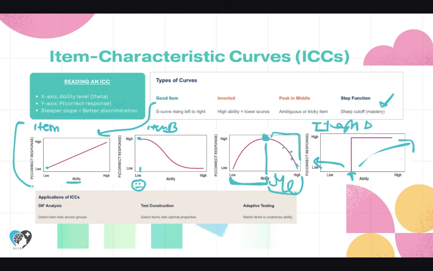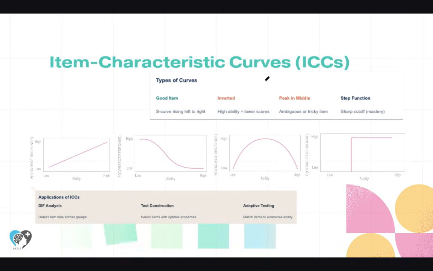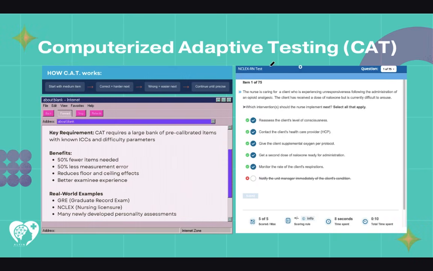So unsay gamit sa ICC, dagan kay siya gamit, no? Pwede siya maka-determine kung unsay essential item to be part of an item bank, no? And it is also a foundation for CAT. Unsa na siyang CAT? It is computerized adaptive testing. So if you don't know, this is what the NCLEX tests use.